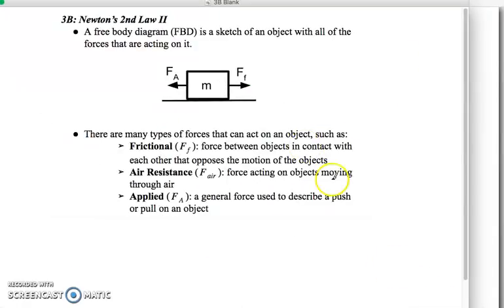So in 3B, there's not too much to it, but it's all important. So when we're looking at objects, what we're going to do a lot of times is sketch a free body diagram, or FBD. And it's just basically a picture. It shows all the forces acting on that object. For example, this object right here, labeled with the mass, has one force over here acting on it, and then another force over here. And they're represented by these little force vectors. So we've seen vectors before. Now we're going to be using them to make sure that we get the directions of forces right.